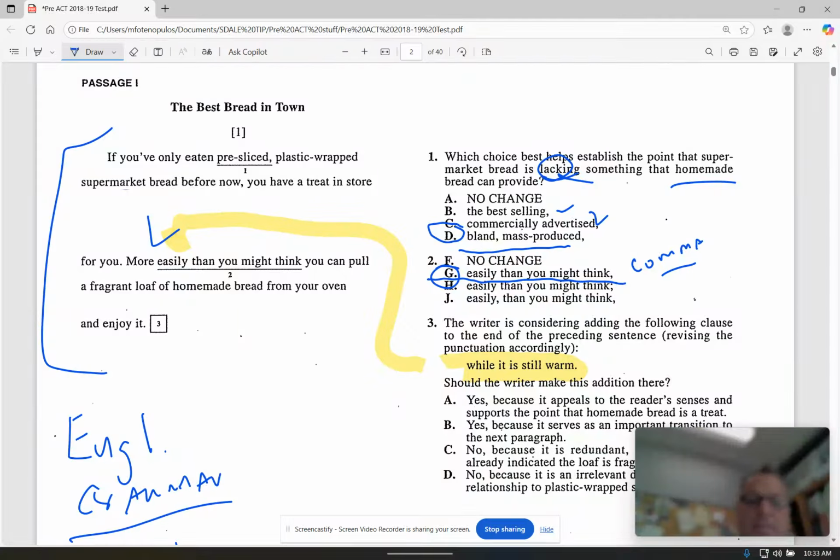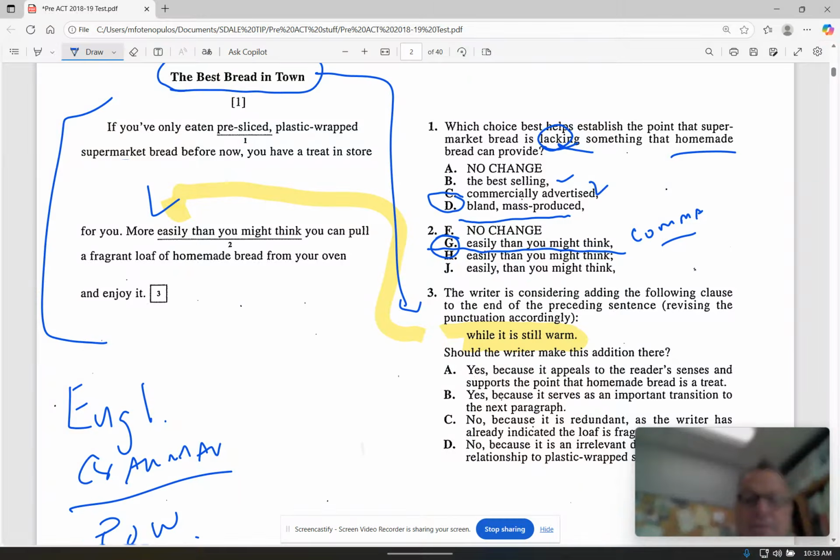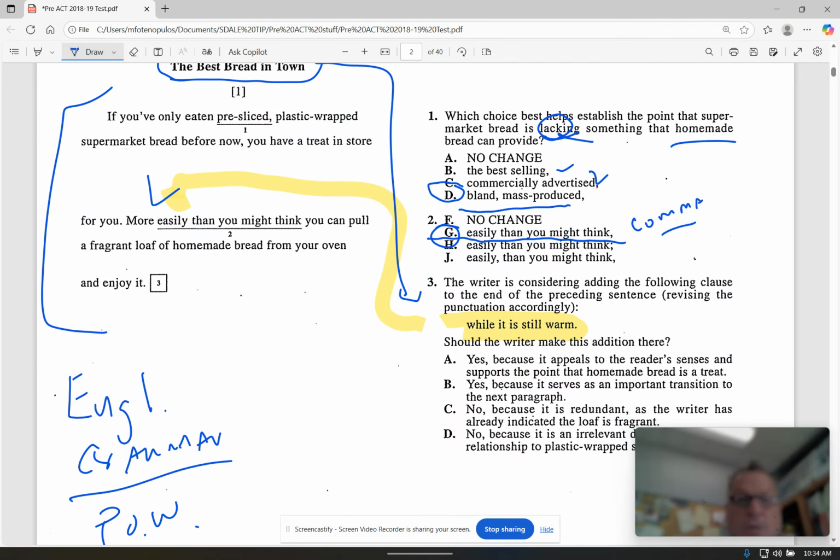Well, I think you probably need to go back and research the actual title. When you look at the best bread in town, that leads you to these big overarching questions and helps you answer them better. Let's take a look at that. Okay, the writer is considering adding "while it is still warm" to this essay called The Best Bread in Town. Should the writer make that here? I think they should. Without even reading anything, yes or no, I think they should, because the best bread in town would be warm. It would be inviting. It would be something with a positive connotation, however you want to say that.